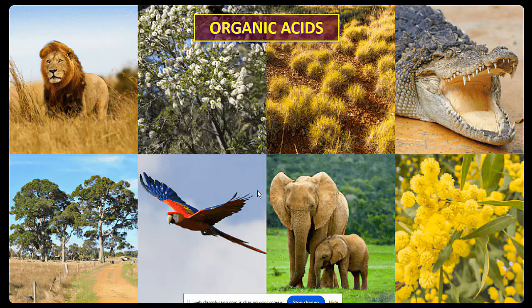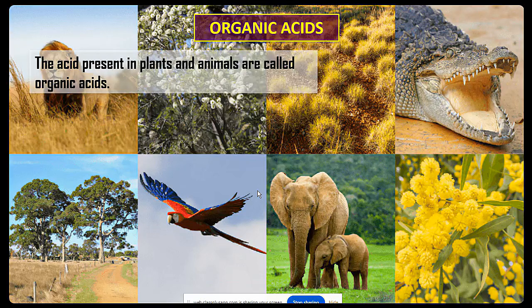Organic acids. The acids which are obtained from plants and animals are known as organic acids, and mineral acids are obtained from earth minerals. So what are organic acids? The acids which are obtained from plants and animals. Examples: tamarind, grapes, lemon, etc. Those are the sources of organic acids. The acids present in plants and animals are called organic acids.